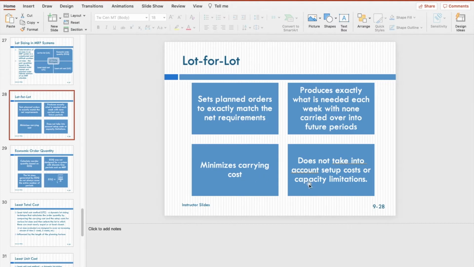So understand the key point here. No matter which type of technique, it's always trying to balance the holding cost and the ordering cost. There's always a trade-off between carrying cost and ordering cost. But based on the specific context, maybe one technique is a very good fit for that context but not for other contexts. That's why we have to understand all four different lot sizing techniques.